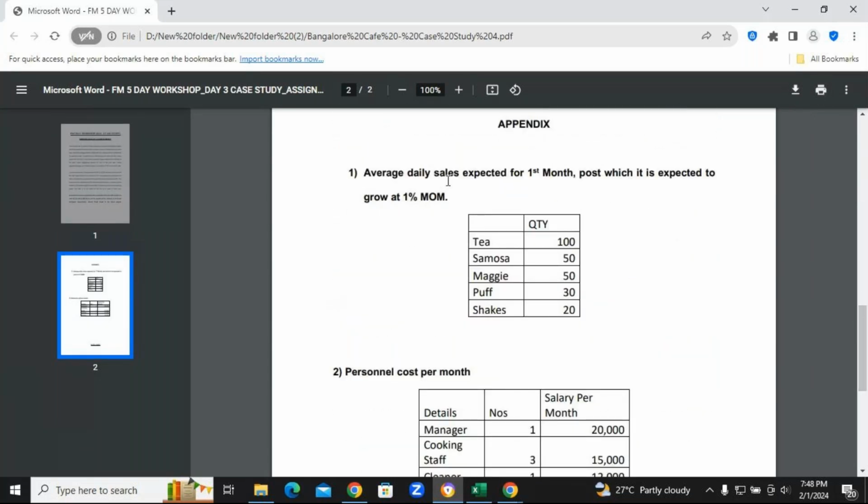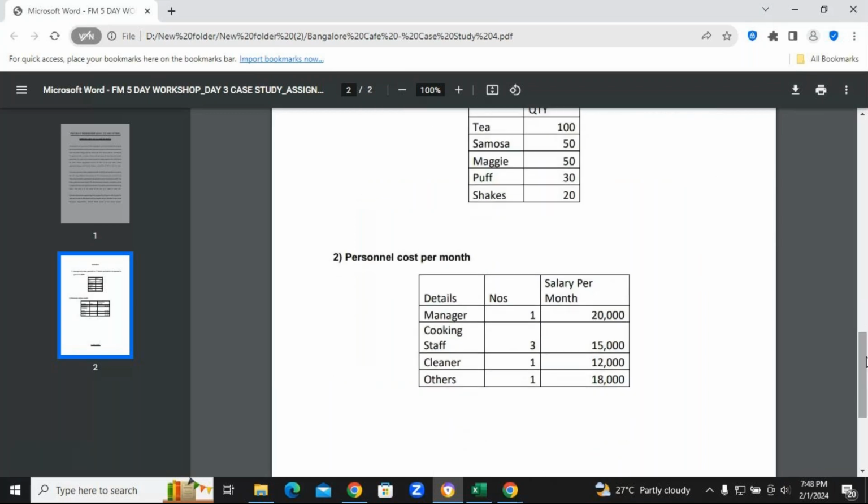Average daily sales expected for the first month. From the first month onwards, they are planning that per day 100 tea should be sold, 50 samosas in a day, 50 Maggi, 30 puff, and at least 20 shakes have to be sold. Post which, it is expected to grow 1% month on month. So every month it has to be increased.